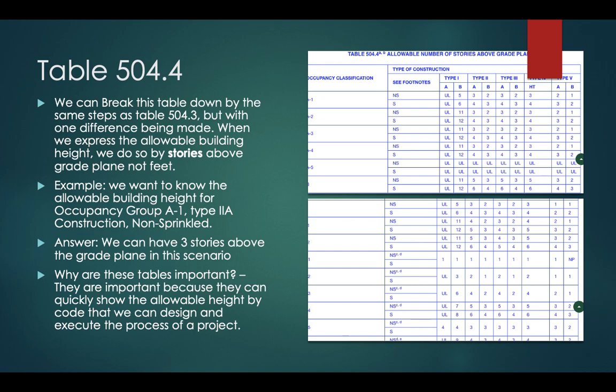For table 504.4, we can break this table down by the same steps as table 504.3, but with one difference being made. When we express the allowable building height, we do so by stories above grade plane, not feet. So an example of this is we want to know the allowable building height for occupancy group A1, type A2 construction, non-sprinkled. And so we can have 3 stories above the grade plane in this scenario. And these tables can be important because they can quickly show the allowable building height by code that we can design and execute the process of a project.